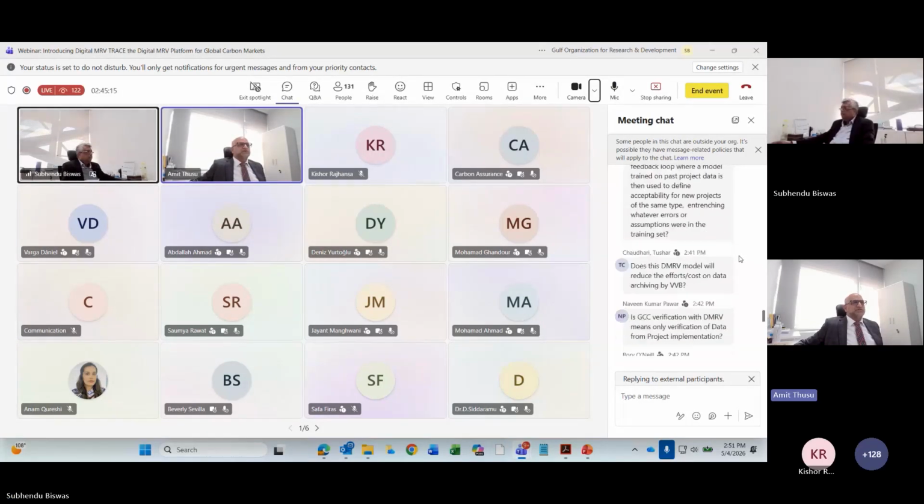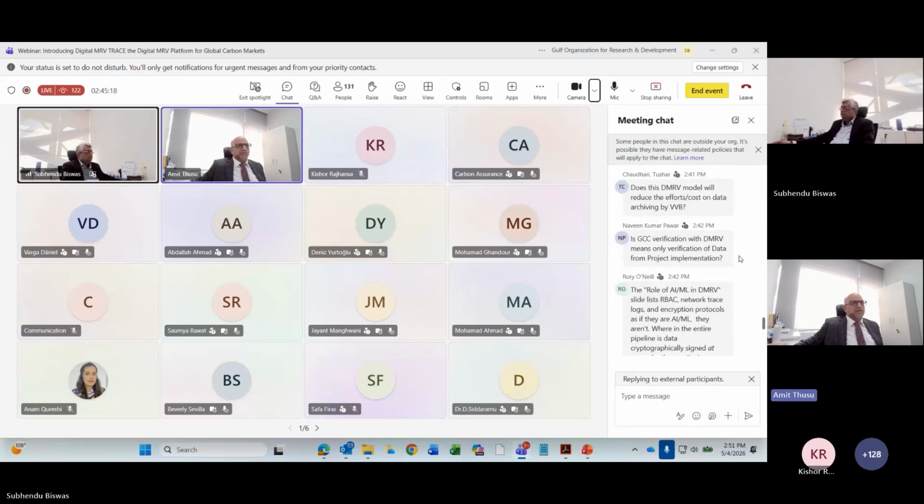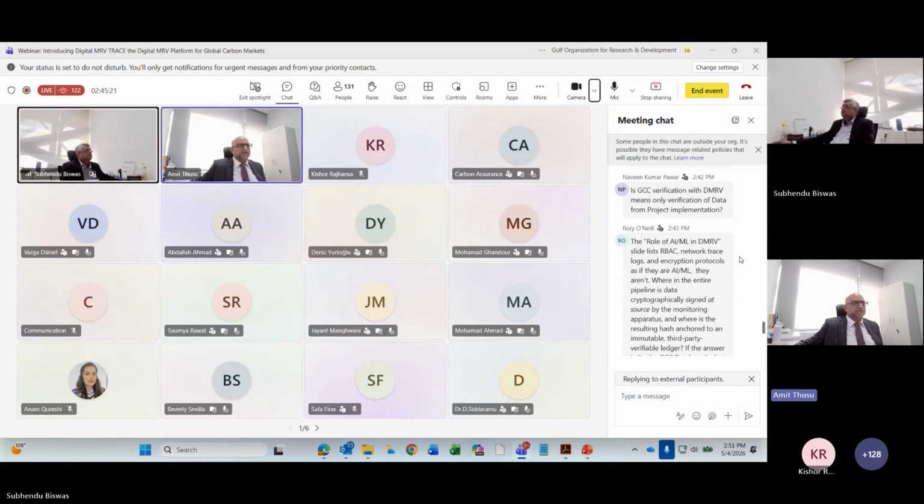Is GCC verification with DMRV only verification of data from project implementation? No, I mean, if you talk of validation, verification, yes, obviously, it's all about the output that comes from the project in itself. But the validation is a separate function, which is already there, during the registration of the program. Data, when it comes in the inclusion of the mitigation activity, that's a separate loop which runs on the program, whereas there is a GCC sitting in between in order to approve mitigation actions and compliance to the inclusion criteria. And then once included, it's only about data verification, unless it triggers a post-registration change in the form of a hardware change.